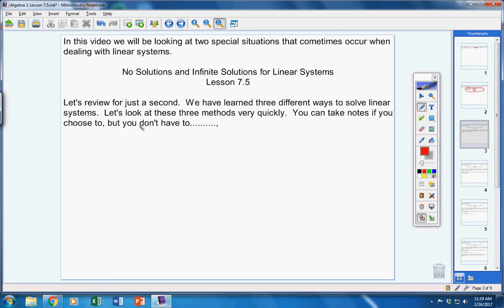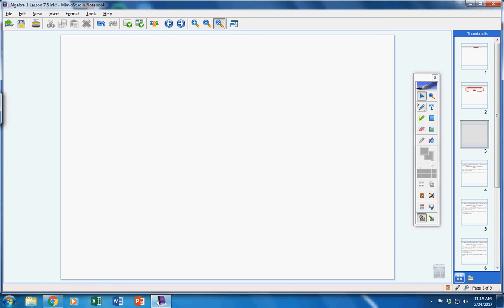Now, let's review for a second. I think that'd be very wise to do. We have learned three different ways to solve linear systems. Let's look at these three methods very quickly. You can take notes if you want to, but you don't have to. I would advise you not to take notes because I'm going to go really fast. I'm not trying to teach you. I'm just trying to review, okay?